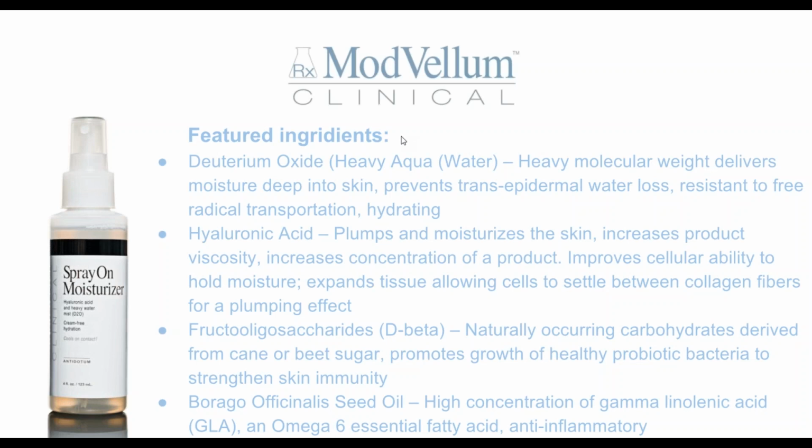Okay, so let's talk about some of the featured ingredients for the Spray On Moisture. It's comprised of four main ingredients, one of which I accidentally didn't put here. It's D2O, hyaluronic acid, FOS, which is fructooligosaccharides, and the other one is witch hazel. I don't know why I didn't put that here.